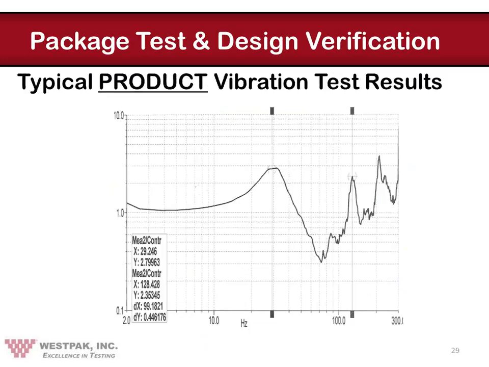Very straightforward, actually. This is the typical plot that we get from a product resonance search test. We talked about this in webinar number 3. So this would be a typical product vibration transmissibility plot. We see that the product shows a natural or resonant frequency right here, about 29 Hertz. So that's our starting point. That's what we want to protect against.